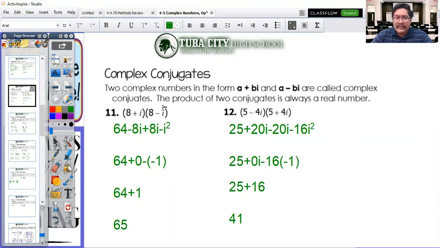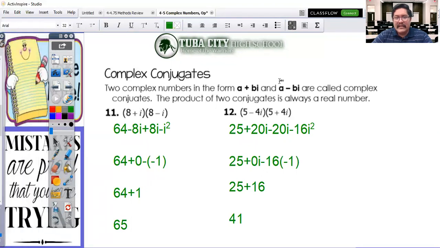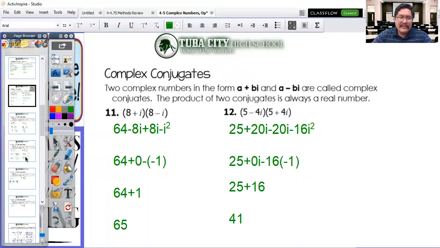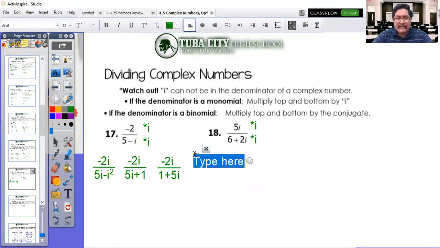But there is one difference, and that is one is a plus, the other is a minus. 5 and 4i, 5 and 4i. The only thing that's different is that one is a plus, the other is a minus. So this is a pretty good way of finding out which one it's going to be. So again, it tells you right here, a plus bi, a minus bi. So again, same terms, just a different sign.